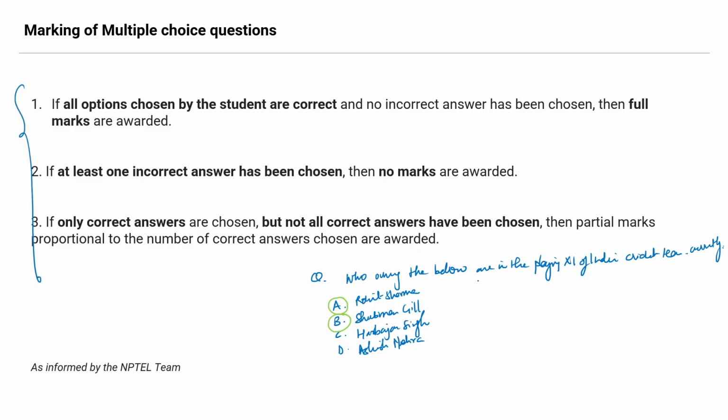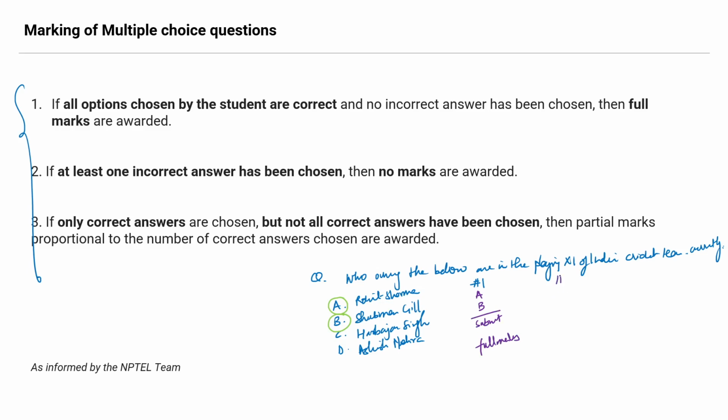Now, if you are attempting the quiz, let us take scenario one. Scenario one says if all the options chosen by the student are correct and no incorrect answer has been chosen, then full marks are awarded. So scenario one is I select A, I select B, and I submit it. I will get full marks.